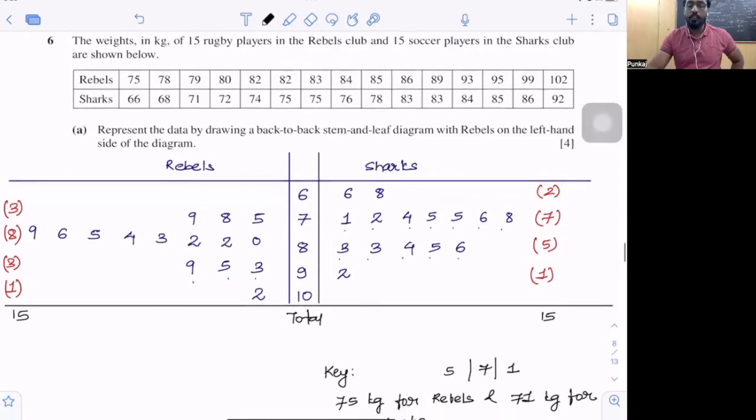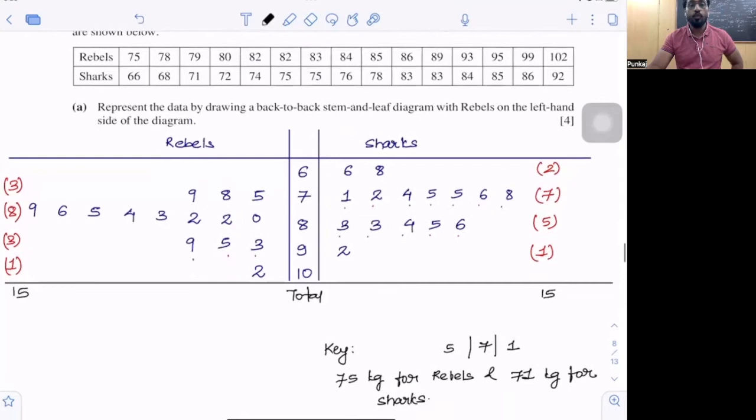Very simple, students, right? The data was given to you. The data was already arranged in the ascending order. First point to be kept in mind is that the data must always be arranged in the ascending order. The second thing that you should take care of is that generally we take the first digit. All numbers were 2-digit numbers, and only one number was a 3-digit number.